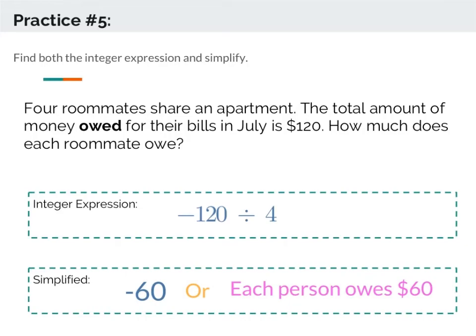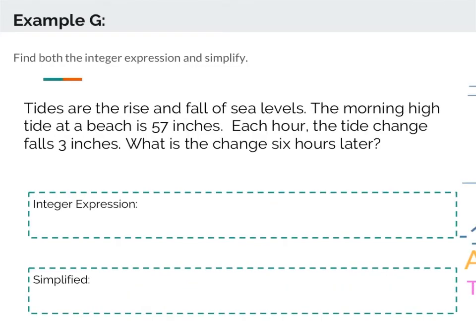Let's go ahead and take a look at the last example. Here we are at example G. And example G says the tides are the rise and fall of sea levels. The morning high tide at the beach is 57 inches. Each hour, the tide falls 3 inches. What is the change after 6 hours?